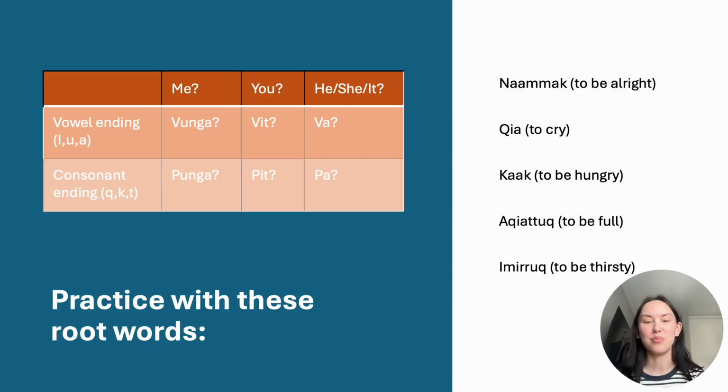So some good new root words to learn, to practice. The first one is namak, and that's to be all right. So notice there's a double A and a double M. So when you see those double letters, you just hold on to the sound a little bit longer. So namak, if I wanted to ask you, are you okay? I could say namak beat. Namak beat. And I'm using beat instead of vit because namak ends in a K.